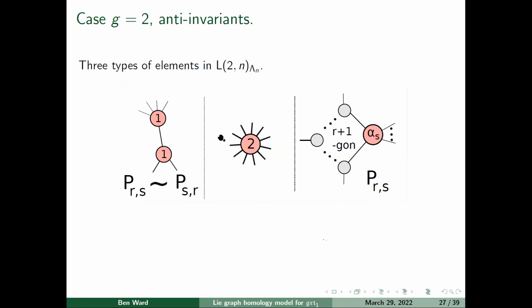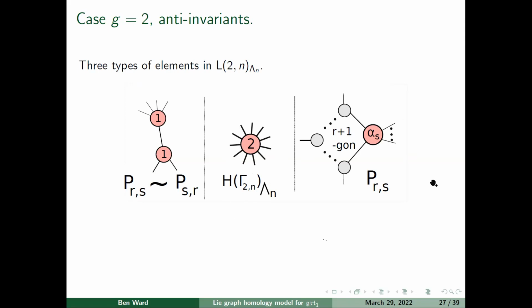And then what about this? We have only corollas with a genus 2 vertex, because if I have a genus 2 vertex, then it has to be a tree again. So I just have the corollas as before. So we know this is something like the homology of Gamma_{2,n}, but the anti-invariant part, what role is this going to play in the homology?